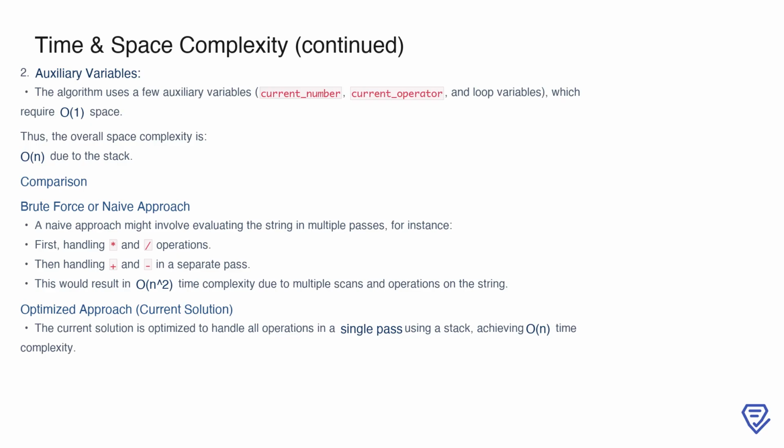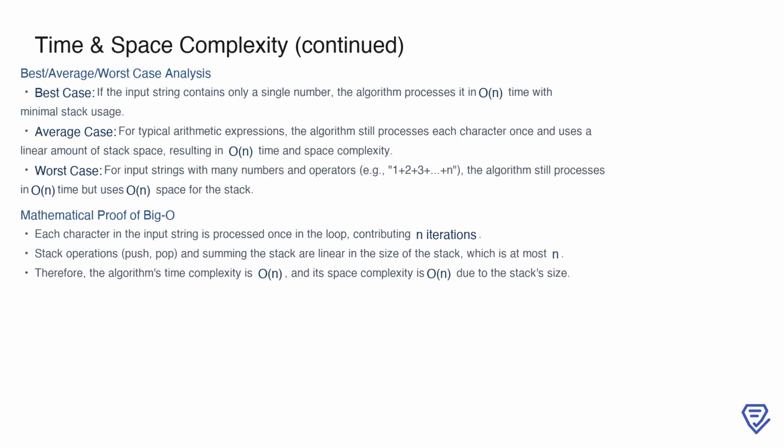Comparing this approach to a naive solution, a brute force method might involve multiple passes over the string, such as handling multiplication and division in one pass, and then addition and subtraction in another. This would result in a time complexity of O(n²), because of repeated scanning and operations on the string. By contrast, the current solution is optimized to handle all operations in a single pass using a stack, achieving an efficient O(n) time complexity. The algorithm performs consistently across different scenarios.